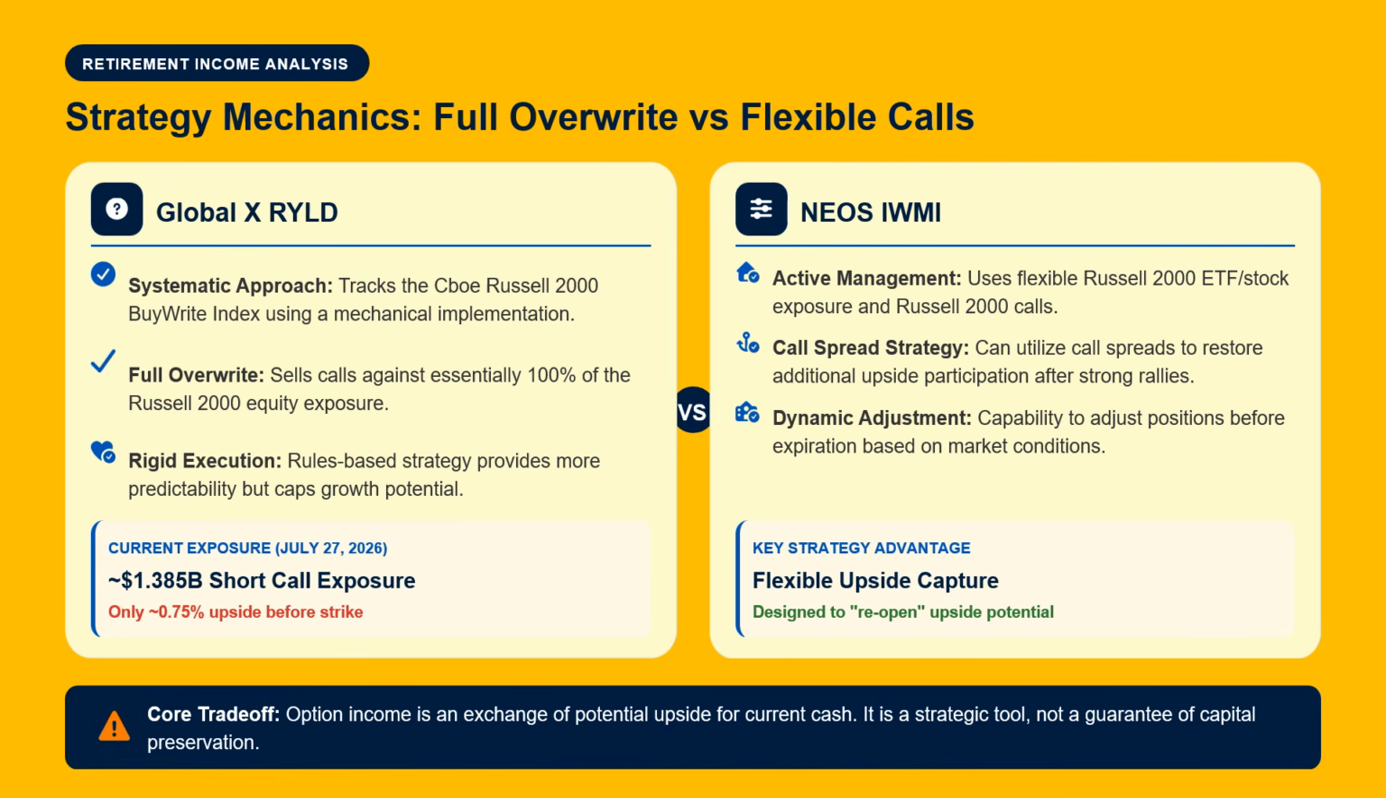So let's talk strategies. First off, Global X uses that systematic approach. It tracks the CBOE Russell 2000 BuyWrite Index using a mechanical implementation. It's a full overwrite. It sells call options against essentially 100% of the Russell 2000 equity exposure. So there's a rigid execution. The rule-based strategy provides more predictability but caps the growth potential upside. So that's a huge thing.